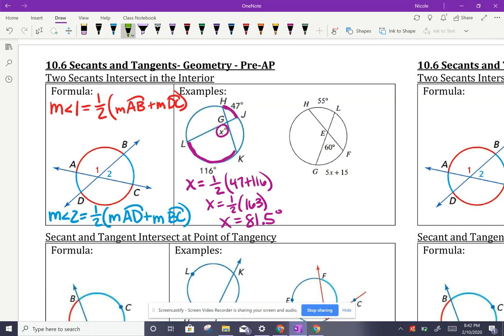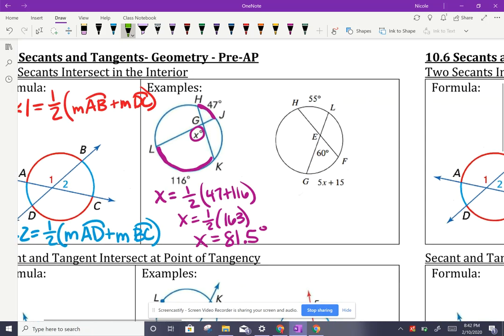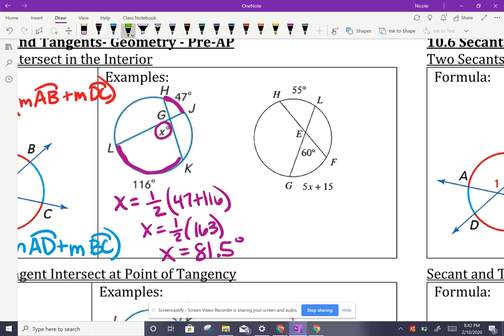Let's look at another one. Same setup. I have HL, which is 55, and arc GF, which is 5x plus 15. So hold on, this time we have something a little different. I'm given my angle on the inside, I'm given one of the arcs on the outside, and I'm given an equation with an x for the other side.